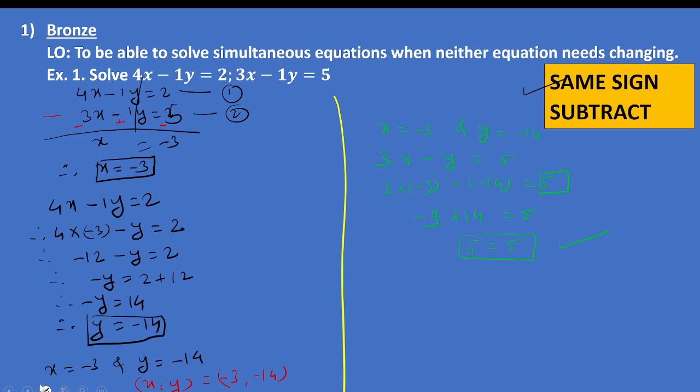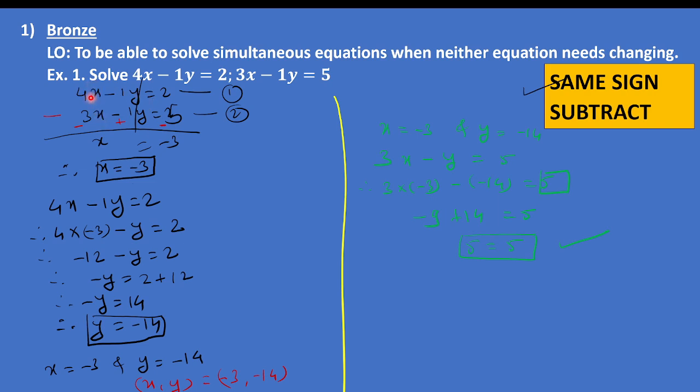Now let me repeat my statements here. Okay, first what we are going to do, whatever equations they have given us, this is one equation and this is another equation. I'm just going to give a label to the equations. So this is my first equation, this is my second equation. Now I will look into the terms, whether both terms are the same or not.